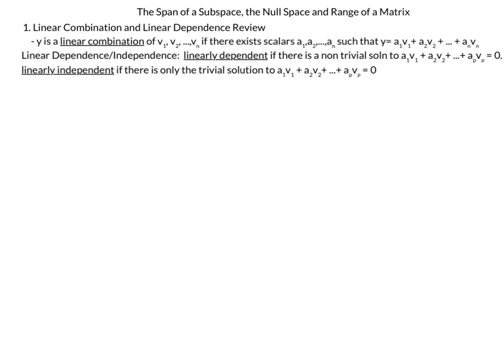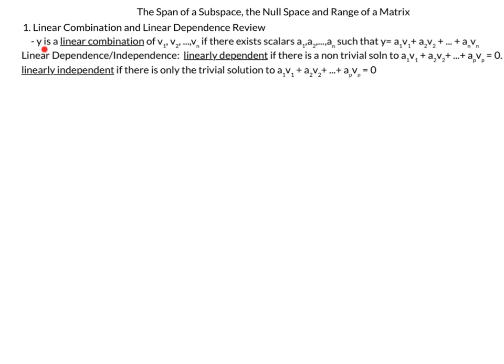We will start by reviewing linear combinations. y is a linear combination of n vectors v1, v2, up to vn, if there exist scalars, one scalar for each of the vectors, a1, a2, up to an, such that y equals, and this is what the linear combination is, a scalar times v1 plus a different scalar times v2, up to a scalar times vn.